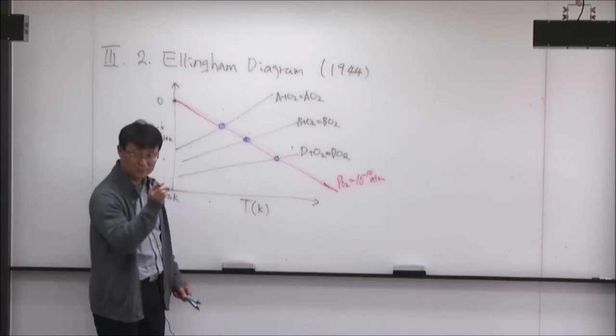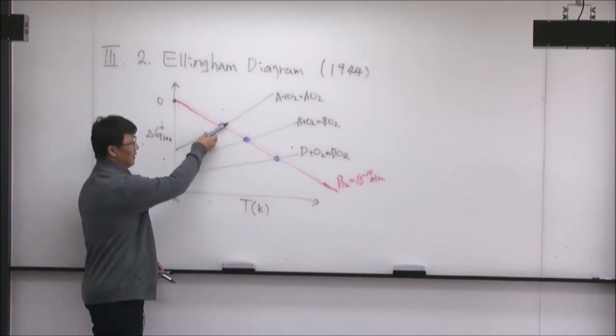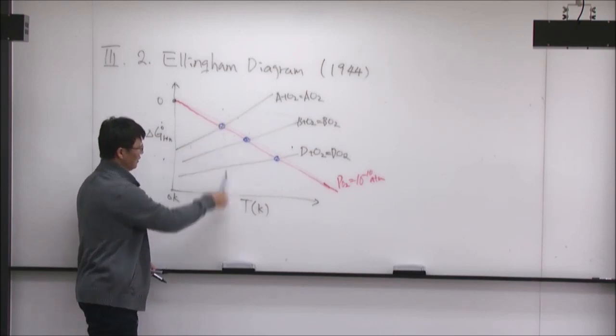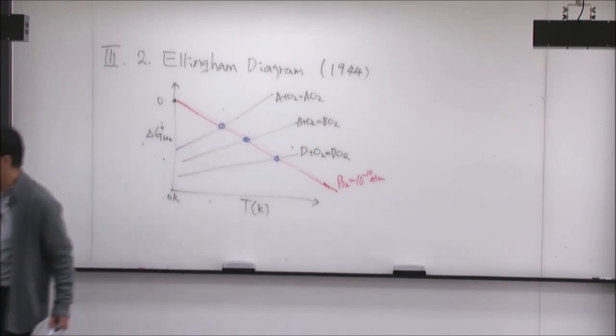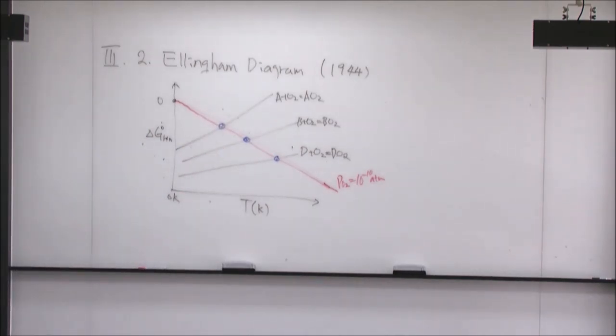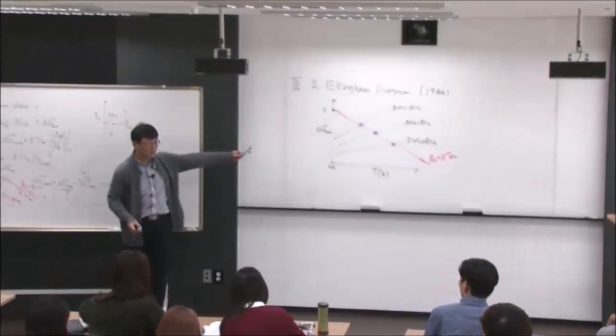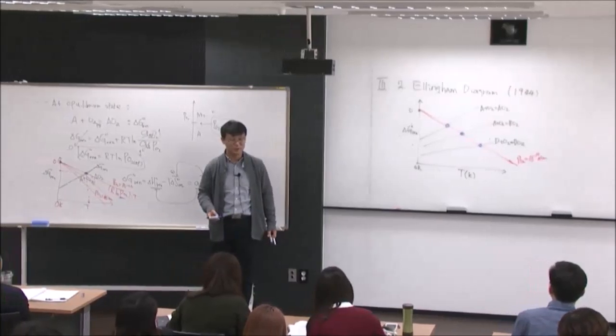Mathematically, if I have this equation from this graph, I can read this graph and find the delta G naught at a given temperature. I can simply do the equilibrium calculation like this and get the partial pressure of oxygen. Same thing for the second graph and third graph, one by one.